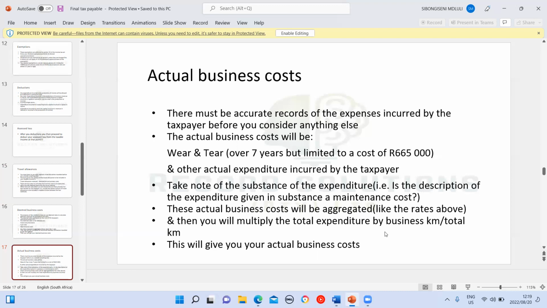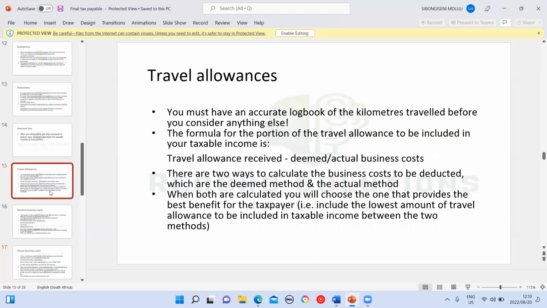And then this will give you your actual business cost. And what do you do with this actual business cost? Yes, you are right. You are going to include it in your formula as prescribed or where appropriate. So you'll include it as the actual business cost. You should deduct the business cost from the travel allowance received.